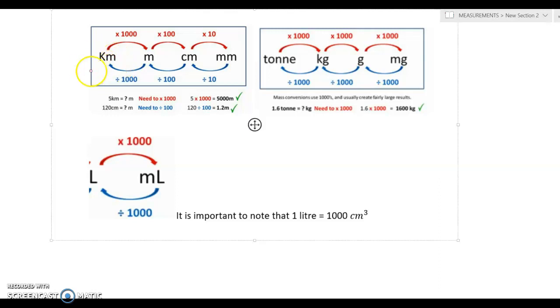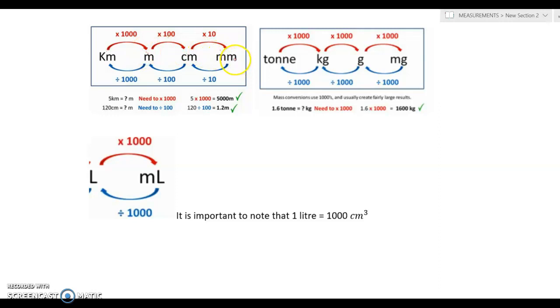If you look at the first picture with the length, the top arrows, the red arrows, to show as you change from a large unit to a smaller unit, you have to multiply. So from kilometers to meters, you multiply by 1,000. From meters to centimeters, you multiply by 100. From centimeters to millimeters, you multiply by 10. And if you want to change from meters to millimeters, we multiply by 1,000.